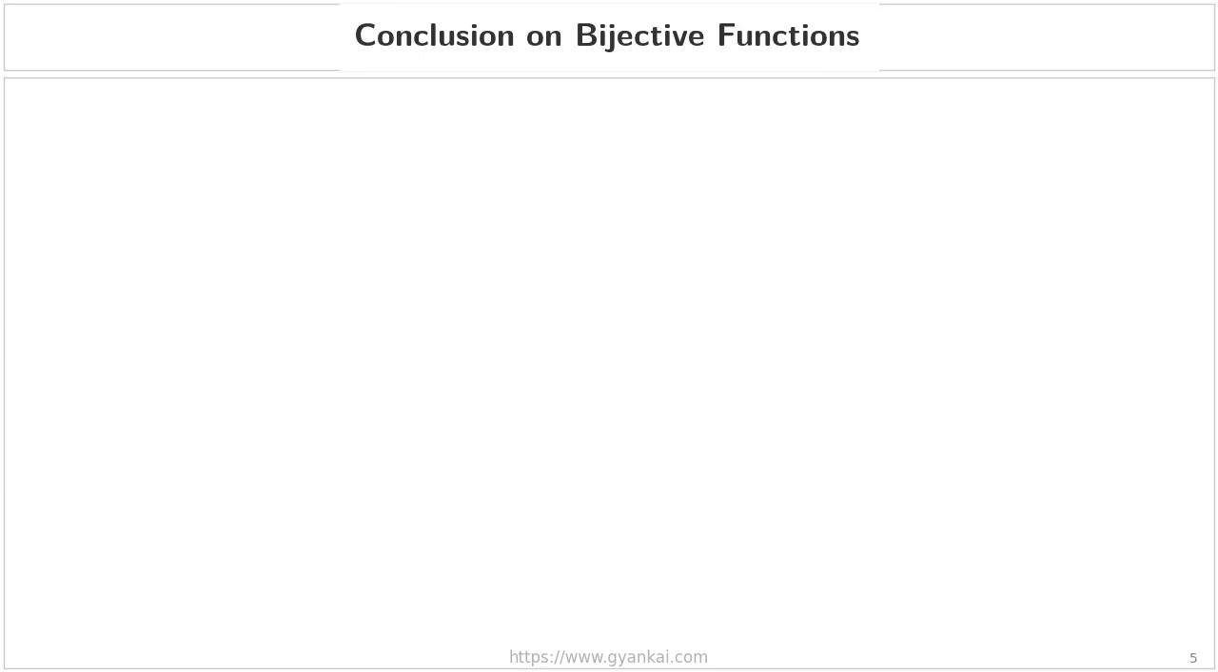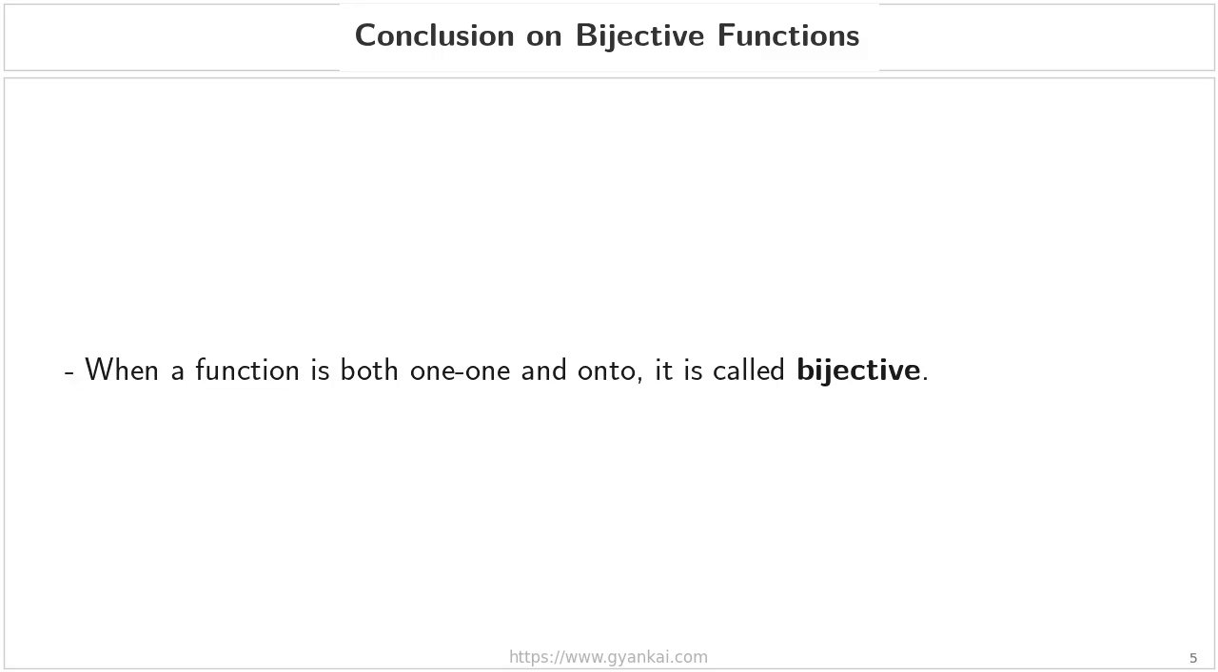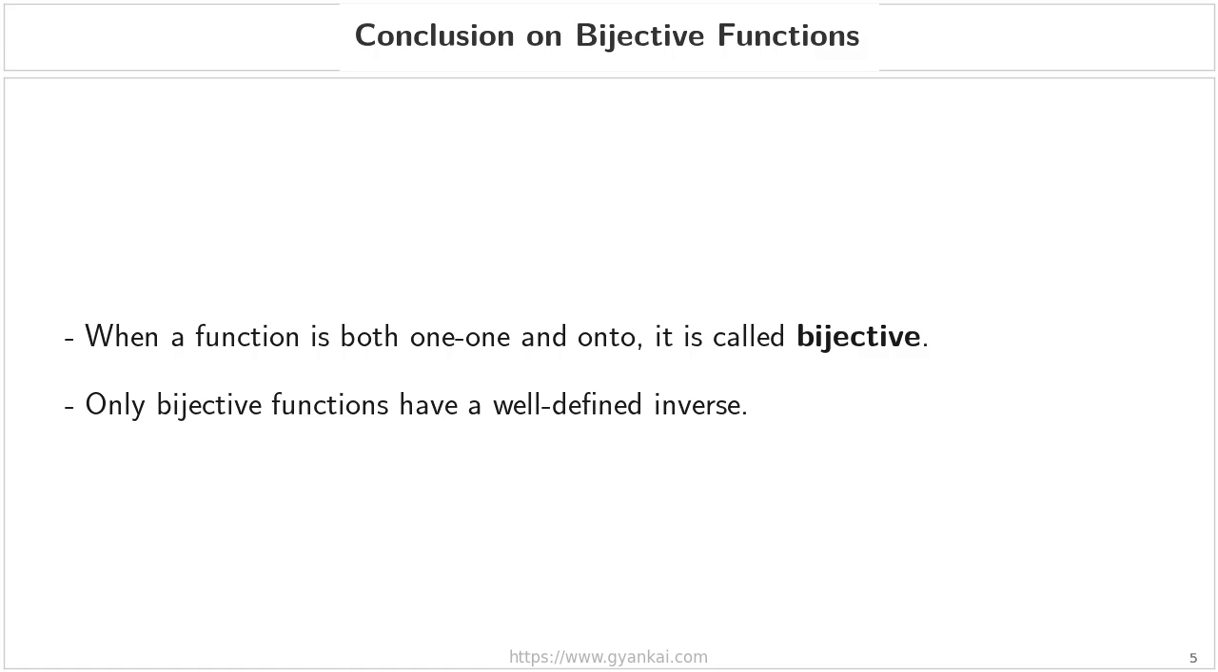Conclusion on bijective functions. Now that we have explored the concepts of 1-1 and onto functions individually in the previous 2 slides, let's bring them together. When a function satisfies both of these conditions, meaning it is both 1-1 and onto, we use a specific mathematical term to describe it. We call it a bijective function. This leads us to a very important conclusion. Only bijective functions have a well-defined inverse.